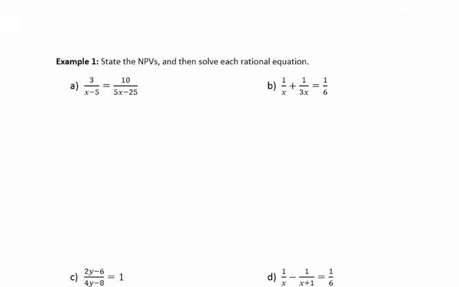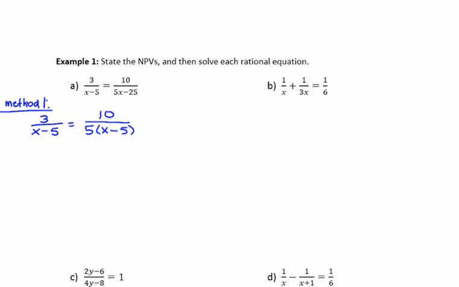So let's look at this problem. There are two methods I'm going to show you to solve this, and then I want you to keep using the method that you like. So method one, just like the good old days, we start by factoring. Is there anything we can factor here? Yeah, the 5 out of 5x minus 25. So we have 3 over x minus 5 equals 10 over 5 times x minus 5.